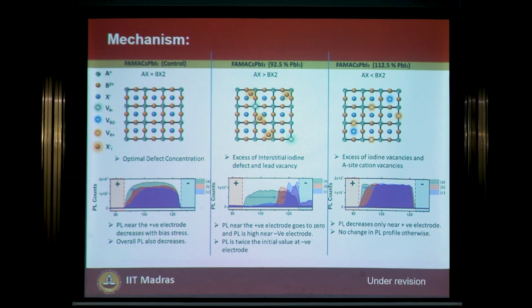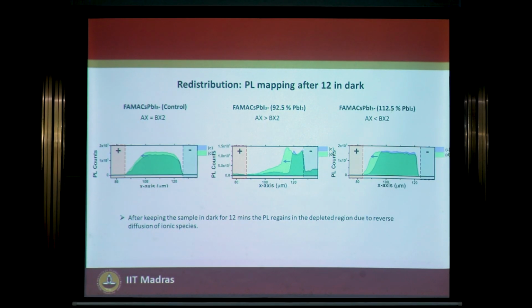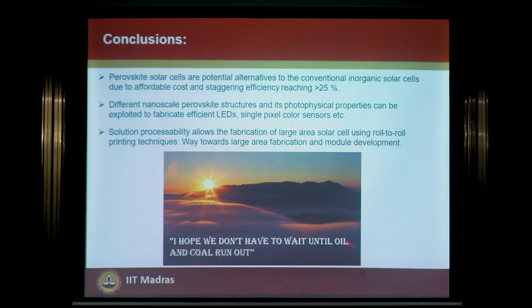So this is the system, and these are the conclusions I have drawn. With this I'll end the talk. The perovskite-based solar cell is a very potential alternative to the conventional one, because it has already crossed 25% in power conversion efficiency, and the fabrication process is pretty affordable. Different nanoscale perovskites can be used for different optoelectronic devices, for example LEDs and single-pixel color sensors, which I have shown. And the solution processability of all kinds of perovskites allows us to make large-area roll-to-roll module-level fabrication, and that's a way to go forward.